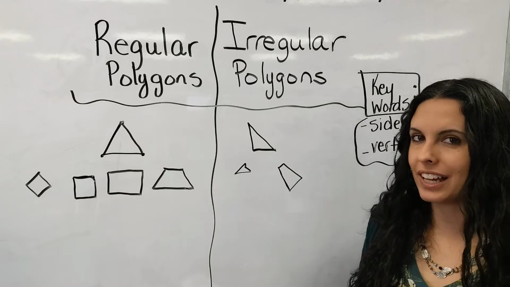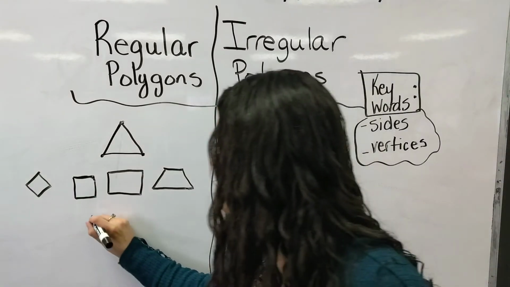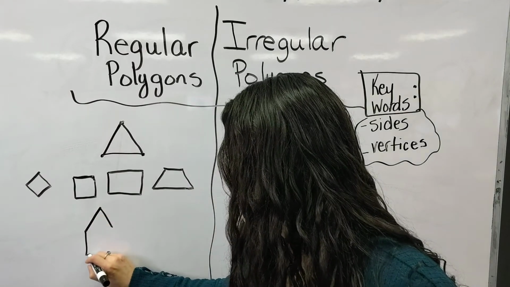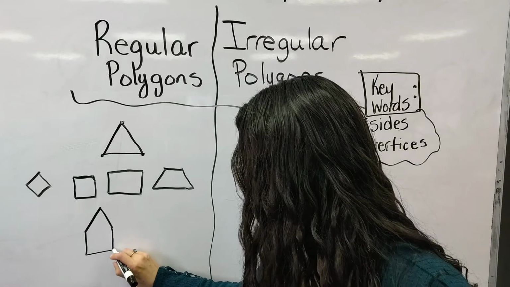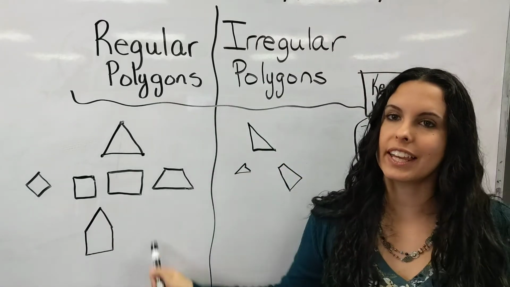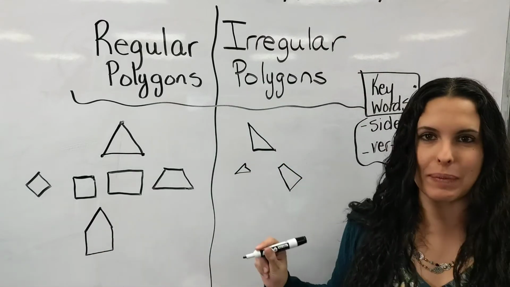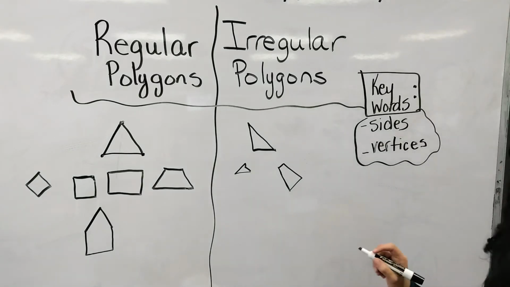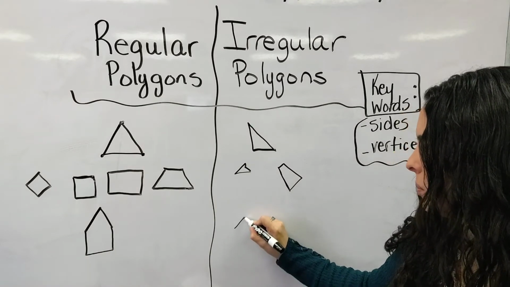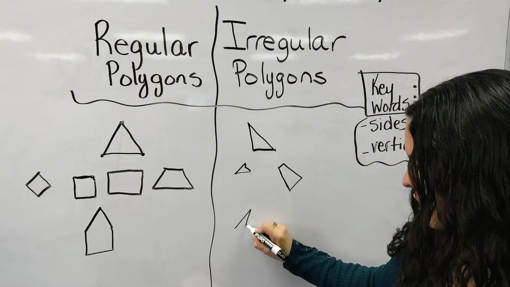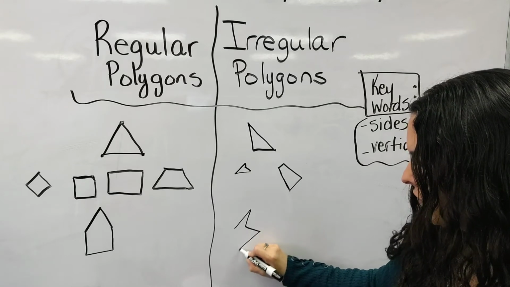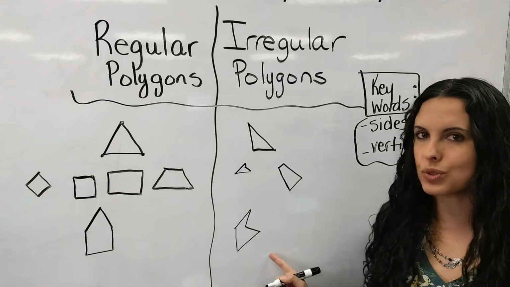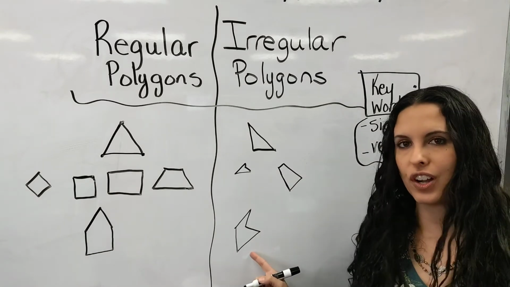Another example of a polygon would be your pentagon. A pentagon has 5 sides, and a regular pentagon shape looks like a house or home plate if you play baseball. But an irregular pentagon shape would still have 5 sides. It would just be a little bit different shaped. 1, 2, 3, 4, 5. So as long as it still has those 5 straight lines and it's closed and they don't cross, it's still a pentagon.